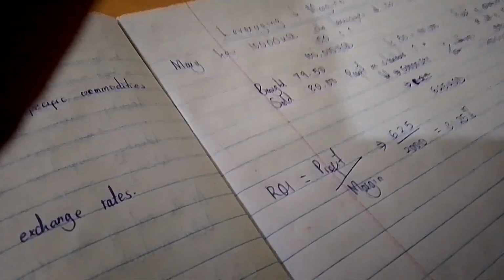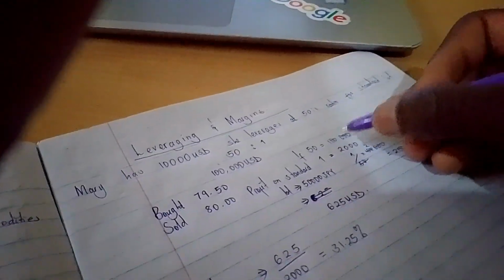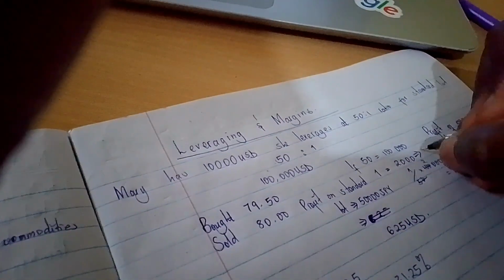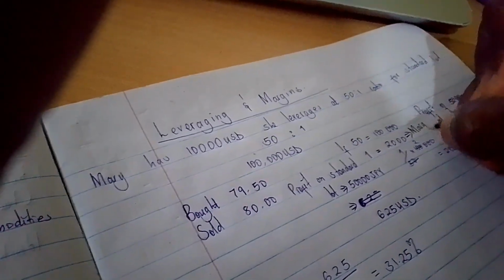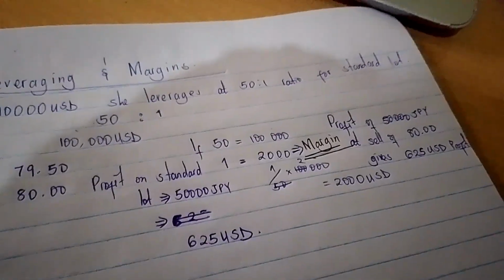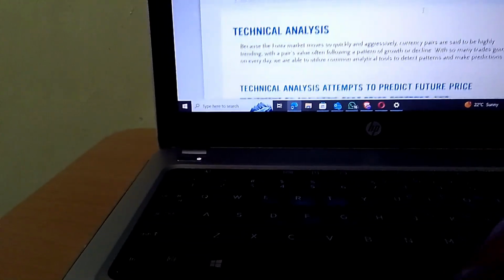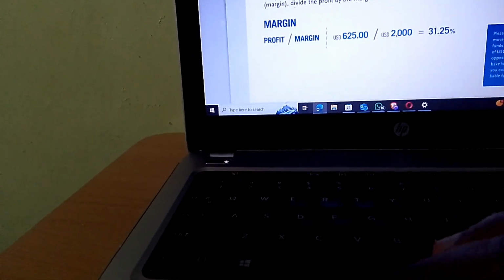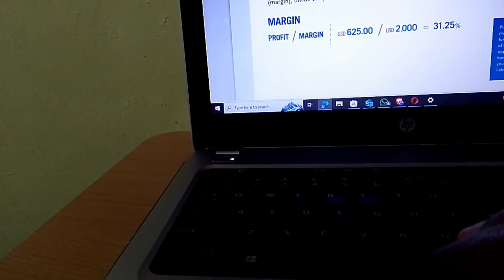So we'd say that this 2,000 here is the margin. Let me use a different pen. Is the margin. Yep, that way. Moving on to the next thing. Let's see. Calculate her ROI. Divide the profit by the margin. Okay, that's good.